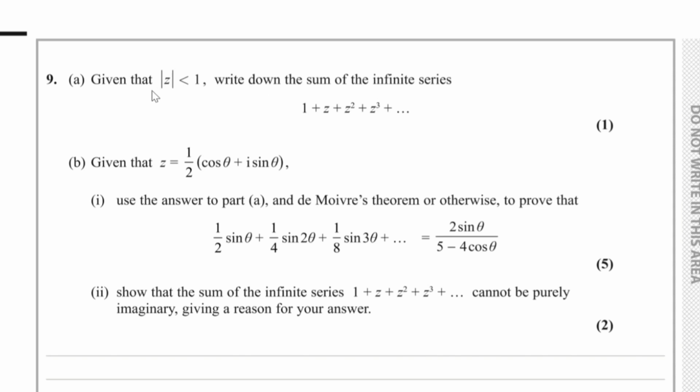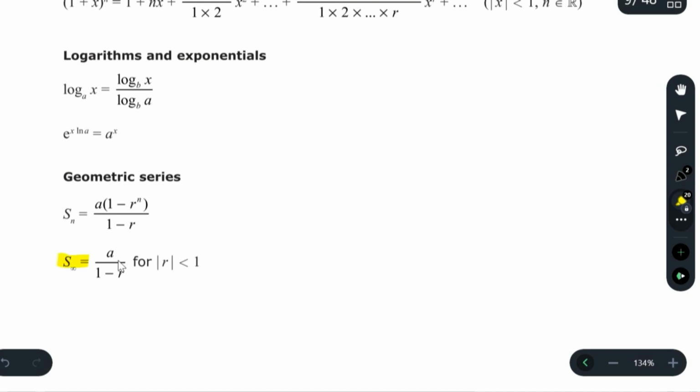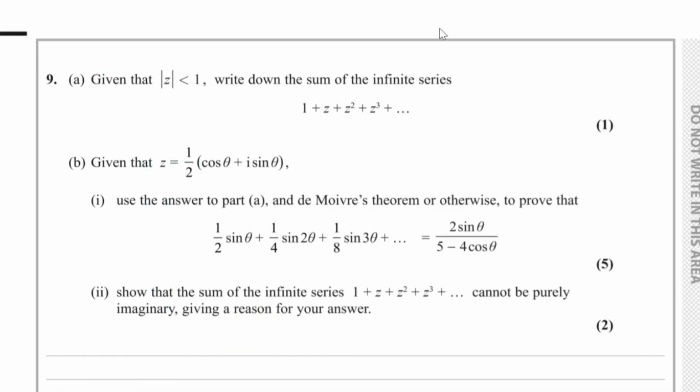Question number 9. For part A, given that the mod of z is less than 1, we have to write down the sum of the infinite series 1 plus z squared plus z cubed, etc. Well, for an infinite series, the sum of that is given by here. We've got a, the first term, over 1 minus r, the common ratio.